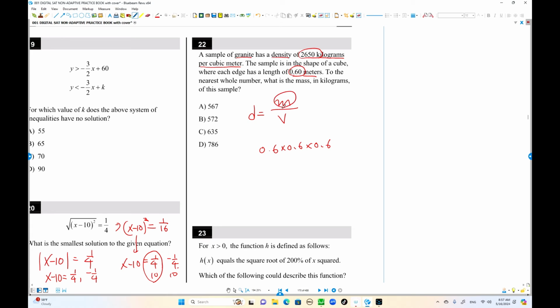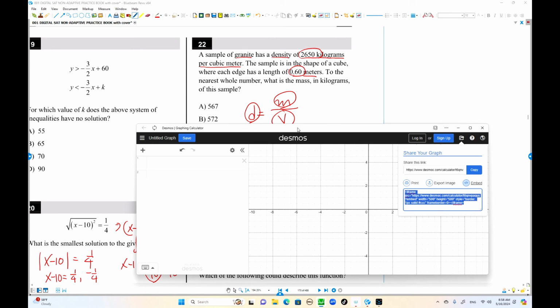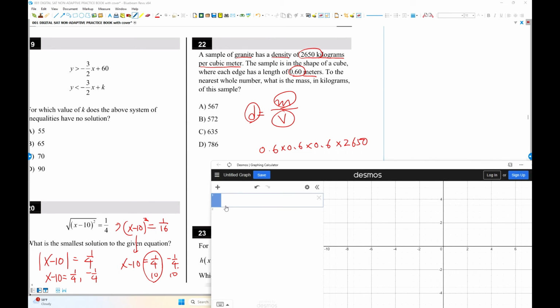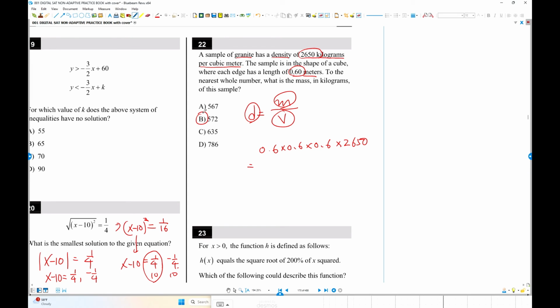So how can you find this one? Density times volume, right? So this is the volume and density is what? For cubic meters, 2650. Okay. So 0.6 cubed, right? I'm going to use this one, and times 2650, okay? That is the answer.